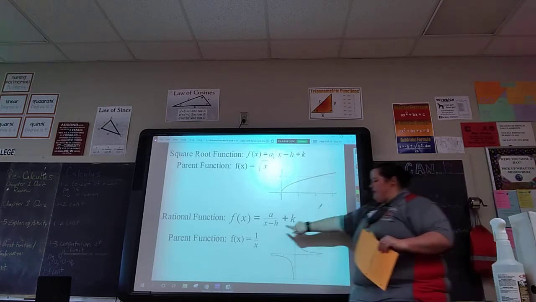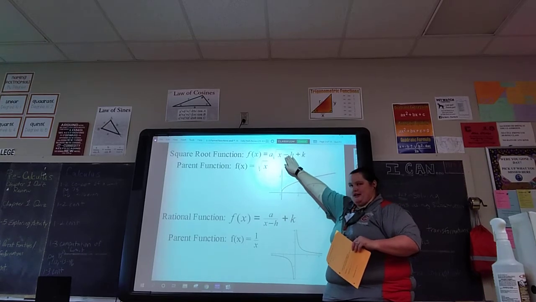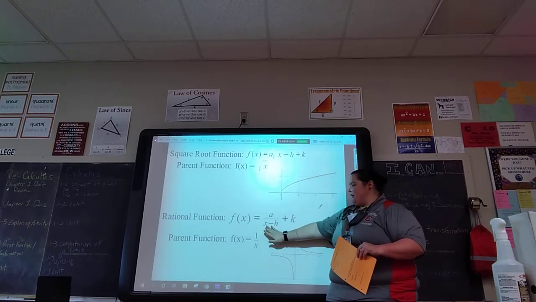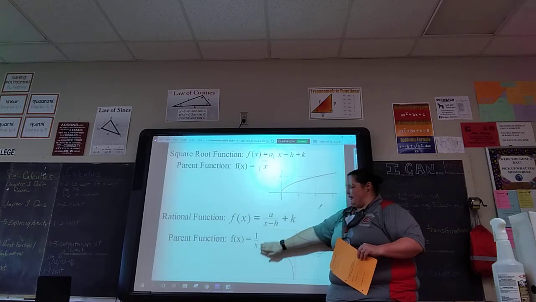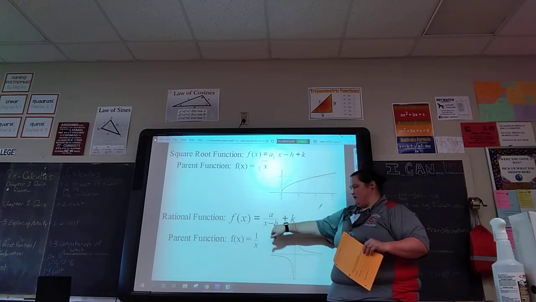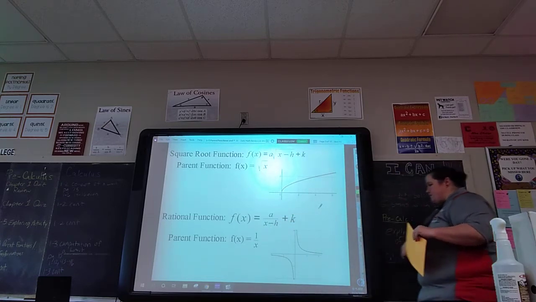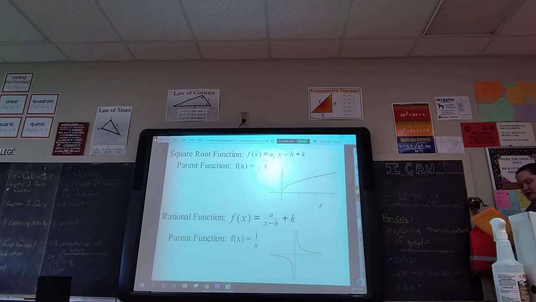Okay? And then h, what you'll notice about h, it's always either inside the function or right next to x. So the h is going to be subtracted in the denominator. When we do that, and we'll talk about what h does, again, we've explored that a little bit, and then the k is added behind the fraction. So that's rational functions. And we got one more family of functions.